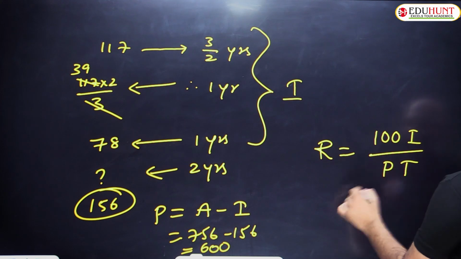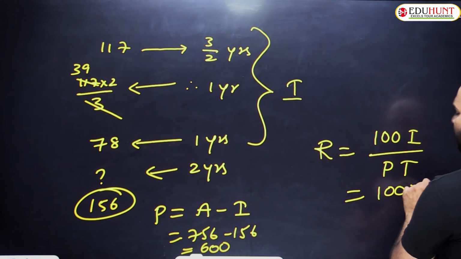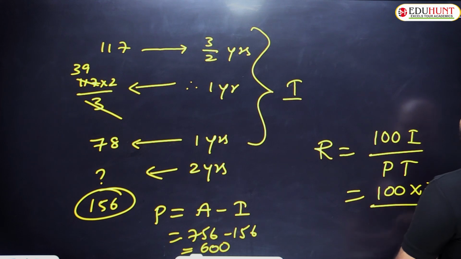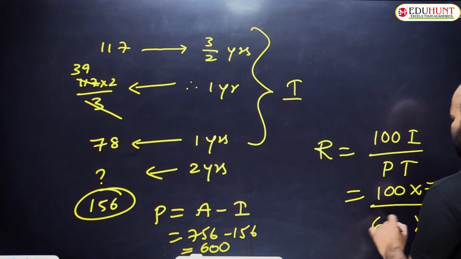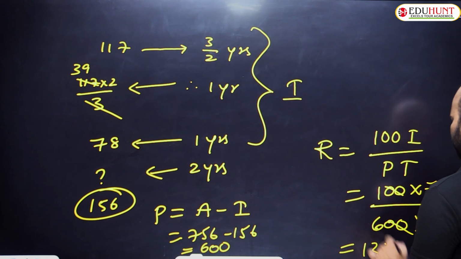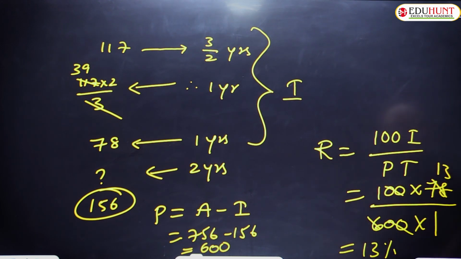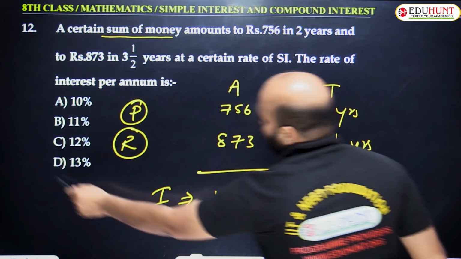So 100 into I value, how much is taken? 1 year interest taken. So 1 year interest 78, time also replaced by 1 year. So you know that the principal is 600. 20 20 cancel, 78 by 6 is nothing but 13%. 6 1s are 6, 6 13s are 78. So 13% is the required answer. So 13%, option D is the right answer.